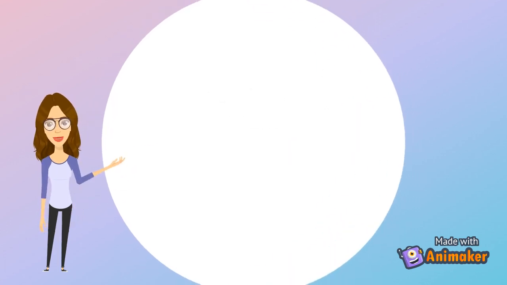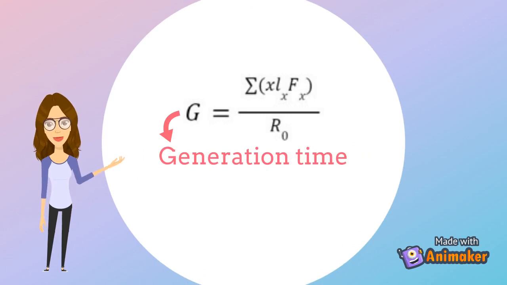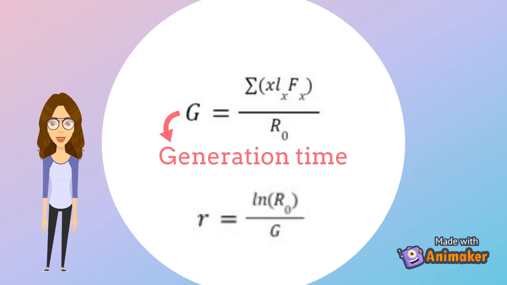From this value for net reproductive rate, we can calculate capital G, or the generation time of the population. Capital G is equal to the sum of x times survivorship times fecundity all over capital R sub 0, our net reproduction rate. From these values of G and capital R sub 0, we can calculate little r, or our intrinsic rate of increase of the population. Little r is equal to the natural log of capital R sub 0 over G, our generation time.